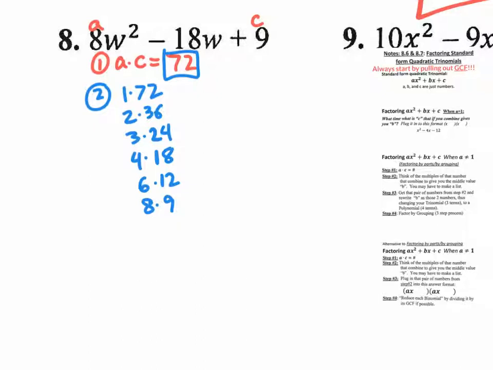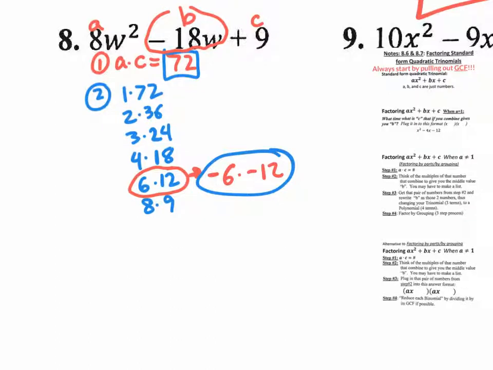If we add, now if you just start adding them, 1 and 72, that's 73. The middle value is not 73. That's 38. That's not 38. This is 27. That's not 27. When you get to 6 and 12, that's 18. Now, we do have an 18 as our B value, but our B value is negative 18, not positive 18. So we have the right numbers. We just need to change the signs to a negative 6 times a negative 12. So this is the correct pair of numbers for step 2.